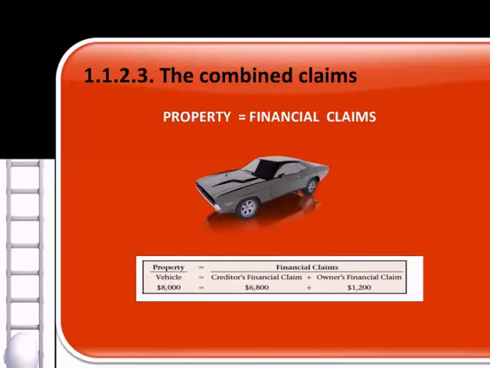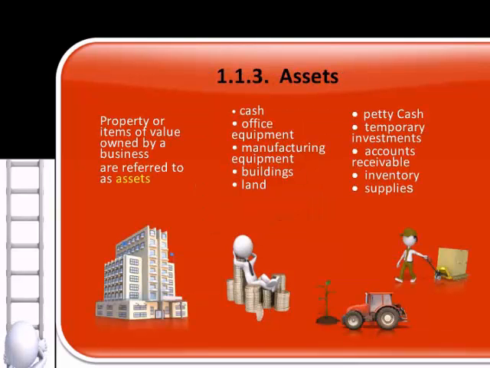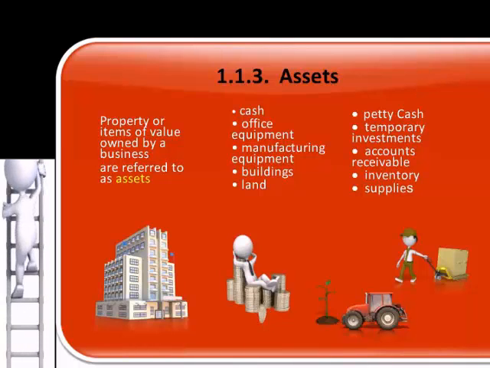For example, suppose that you buy a used vehicle for $8,000. You pay $1,200 in cash and take out a loan from the credit union for the remaining $6,800. As the owner, you have control of the vehicle. However, if you don't make the payments, the credit union can exercise its legal claim to the vehicle and you will lose ownership. That brings us to assets. Property or items of value owned by a business are referred to as assets.